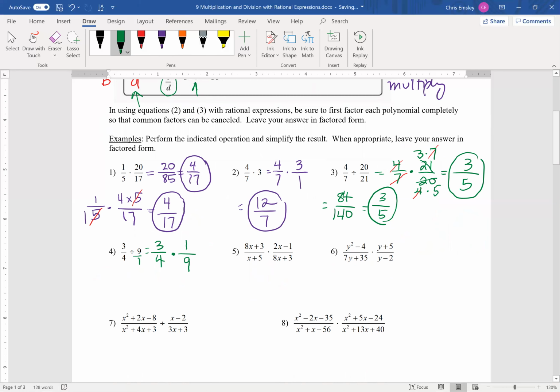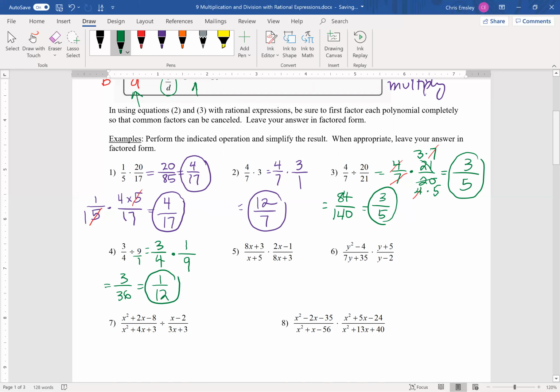Again, here, same as the others, you can either reduce now or reduce later. 3 times 1 is 3. 4 times 9 is 36. And 3 over 36 does reduce. That's equivalent to 1 over 12.